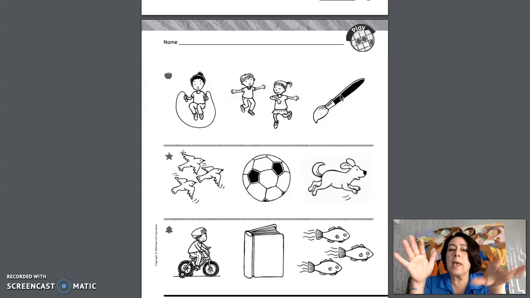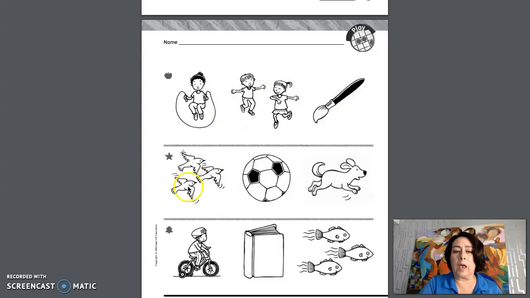The animal, like for example, on the second row, you can see these birds are flying. So that's an action, okay? So circle the birds. And then the dog is running, okay? So circle the dog, okay? So in each picture where you see an action or a movement, you have to circle those pictures. Okay, everybody?